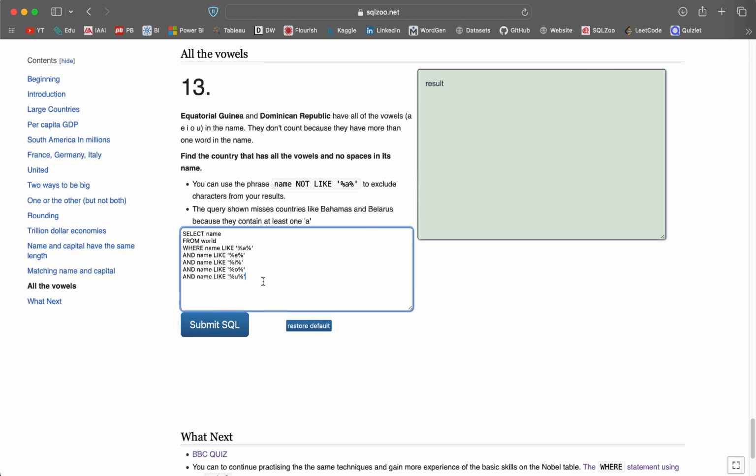But remember it says and has no spaces. And the way you check for a space is by doing this: and name not like, and you put a space between the percentage signs. We say not like, meaning we don't want the names that we're requesting to have a space within it. Let's run it. Mozambique, there you go. It has all the vowels and no spaces, meaning it's just a single word.